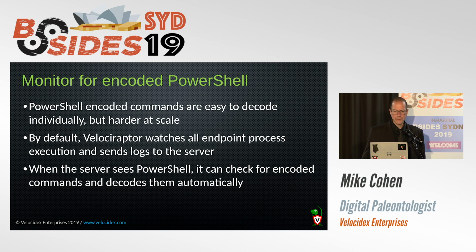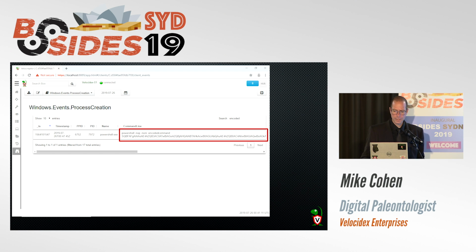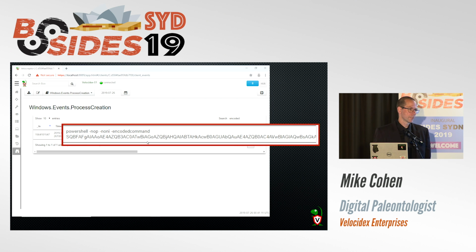So in this case, what we want to do is receive all the process execution logs as we normally do, but then if we see a process execution log that is a PowerShell with encoded command, then we want to just decode it. And here's what we would see from just the normal process creation, the process execution log that Velociraptor does out of the box. That's what's sent from the client, from the endpoint. But if you see that, then that's not very helpful, right? Because you don't know if it's good or bad or anything.